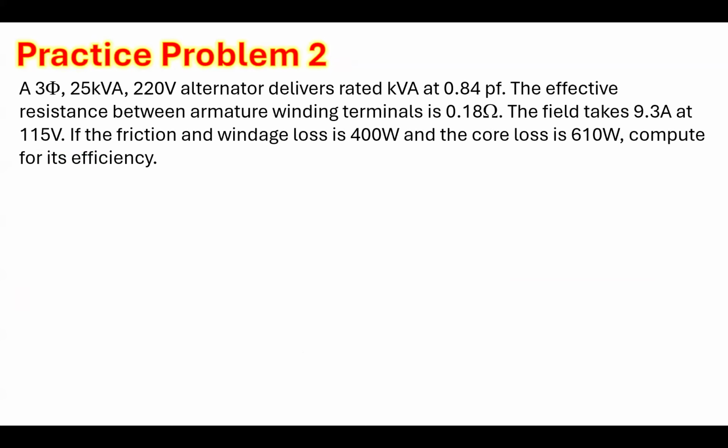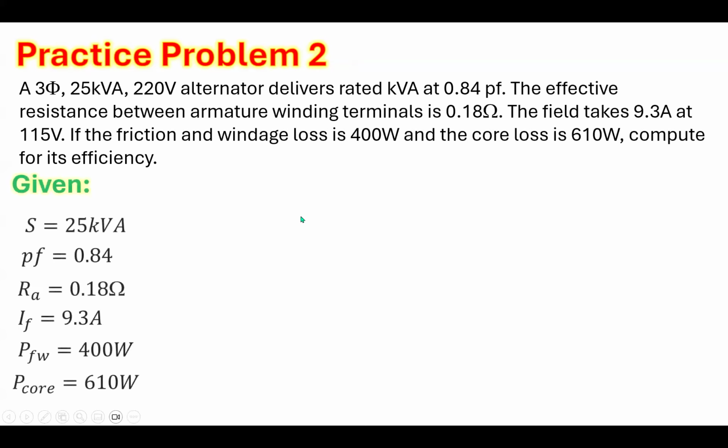Practice problem number 2. A three-phase 25 kVA 220 volts alternator delivers rated kVA at 0.84 power factor. The effective resistance between armature winding terminals is 0.18 ohms. The field takes 9.3 amperes at 115 volts. If the friction and windage loss is 400 watts and the core loss is 610 watts, compute for its efficiency. So there we have the following given, and we are asked to solve for the efficiency.